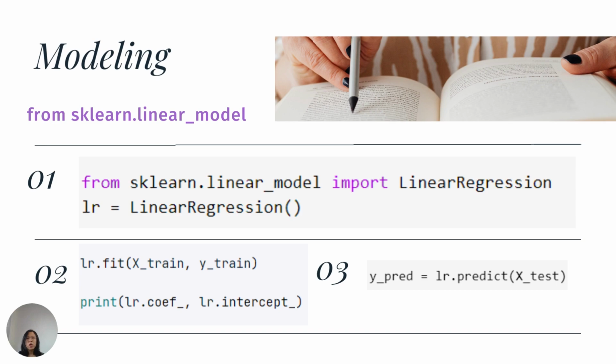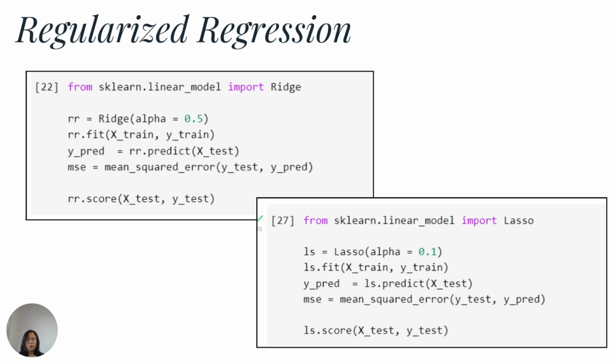Likewise, we can do regularized regression by importing the classes Ridge and Lasso respectively. Both of them are also inside sklearn.linear_model. So when we use Ridge and Lasso, we need to define the alpha value for the regularization step. By default, the alpha value will be 1. If we set alpha to be 0, it will be the same as linear regression.